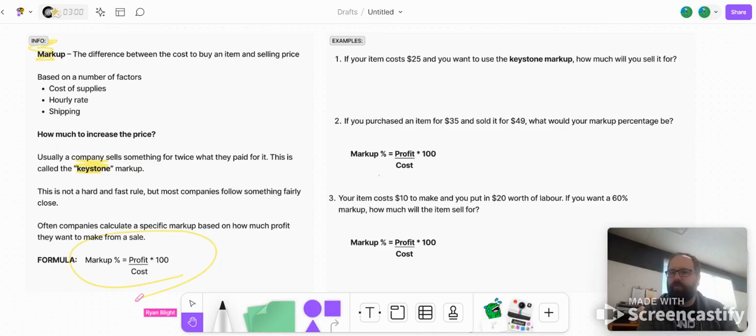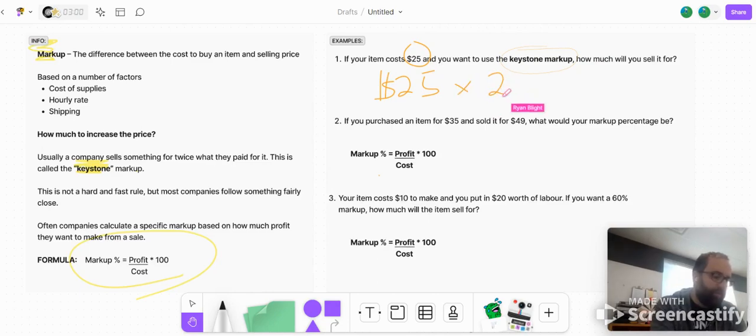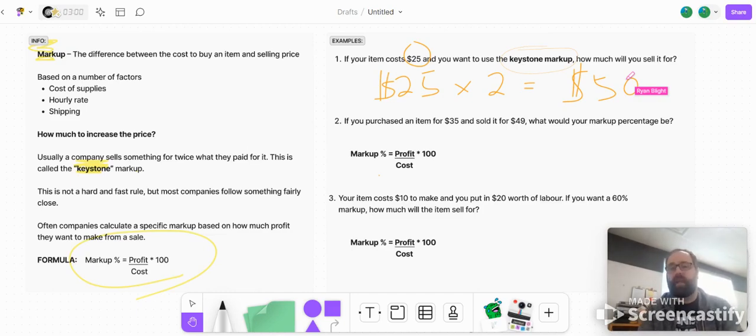All right, so the first example is the easiest one. We're looking at that keystone markup that I just mentioned. Keystone is straight double. So if the item costs you $25, and we're just going to go keystone markup, so times 2, that is just $50. Obviously, when we spend a little bit more time in my business classes, we will start to play around with the psychology of price. And like I mentioned with my Golf Town example, we may actually post this at $49.99 on the shelf because people love their nines. So we'll come back to that later in a future business class.